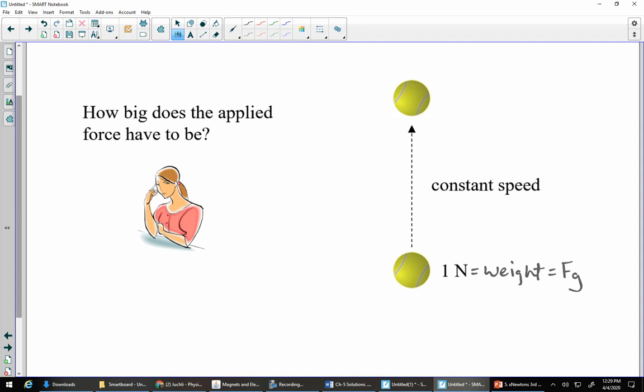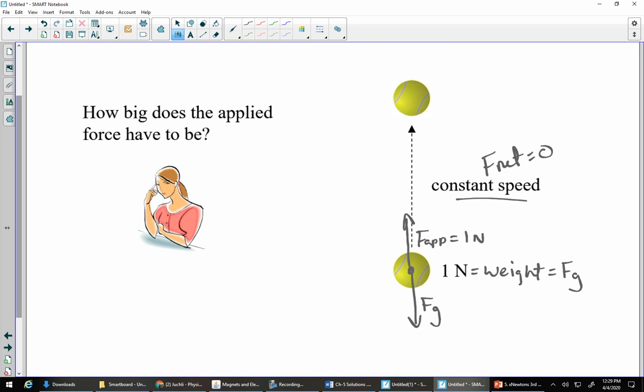If I say I'm an 800 Newton person, so Mr. Dukley is about 800 Newtons, that's my weight, that's also my force of gravity. Cool. So I got this tennis ball, it's got a force of gravity of 1 Newton going downwards. If it's being lifted at a constant speed, what does the applied force need to be? So the idea of constant speed tells us F net is equal to 0. The applied force needs to be equal but opposite. So my applied force by my hand must be 1 Newton upwards.